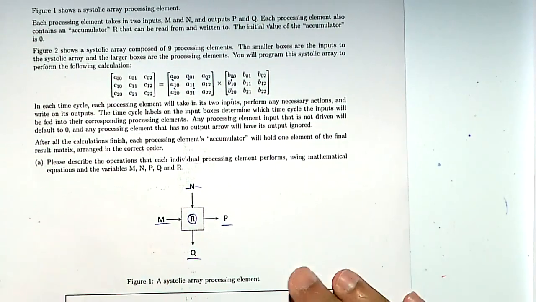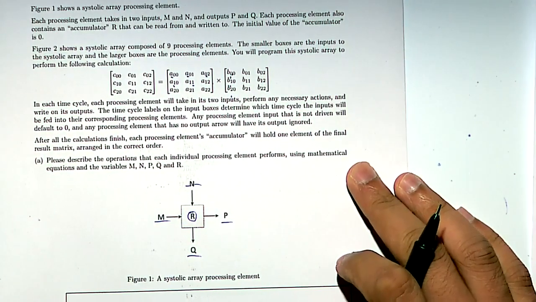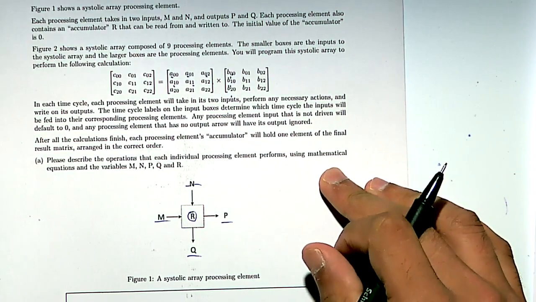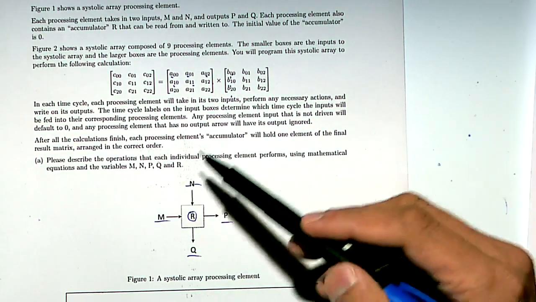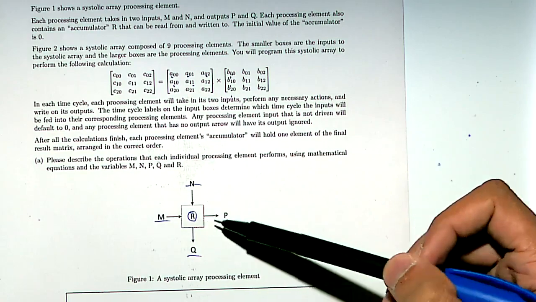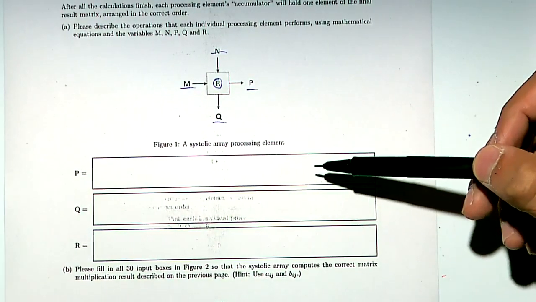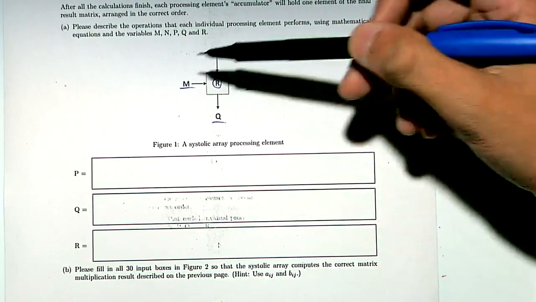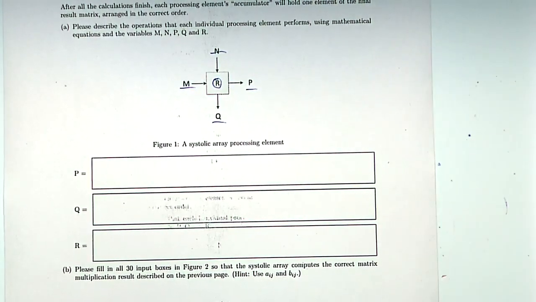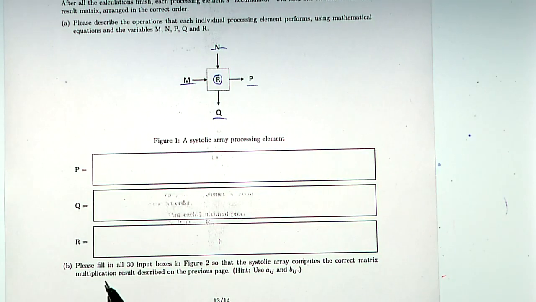So the question asks us, please describe the operations that every individual processing element performs using mathematical equations and the variables m, n, p, q, r, which are the inputs, outputs, and the register here. So they give us empty fields for what P should be, what Q should be, and what R should be as a function of the inputs and R. All right? And the second part asks us, please fill in all 30 input boxes so that the systolic array computes the correct matrix multiplication result described in the previous page. And the hint says to write it in terms of A_ij and B_ij.